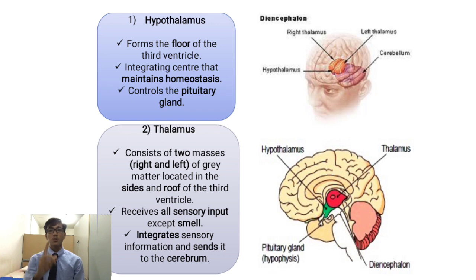The second one is the thalamus. Its name is almost the same as the hypothalamus, but without the hypo. It is located at the sides and roof of the third ventricle. Just now I explained the hypothalamus at the floor. Now it's the thalamus, at the sides and roof. It receives all sensory input except one, which is smell. So it integrates sensory information and sends it to the cerebrum.